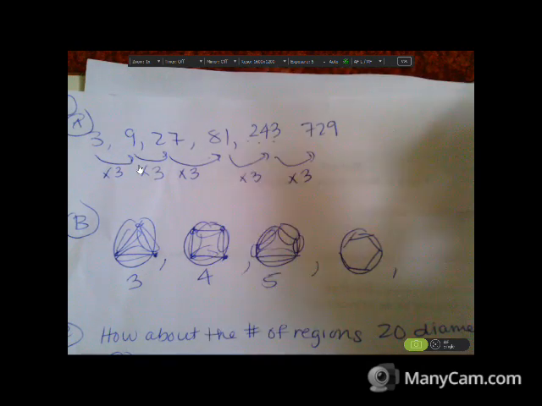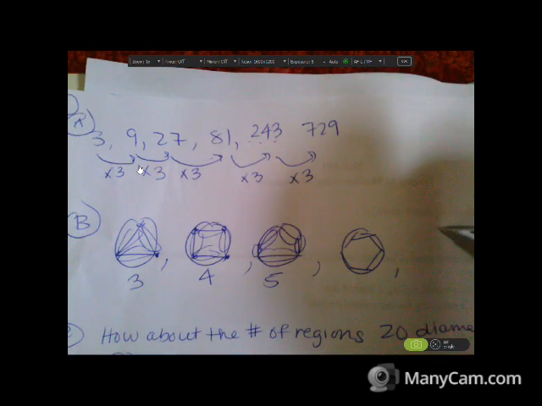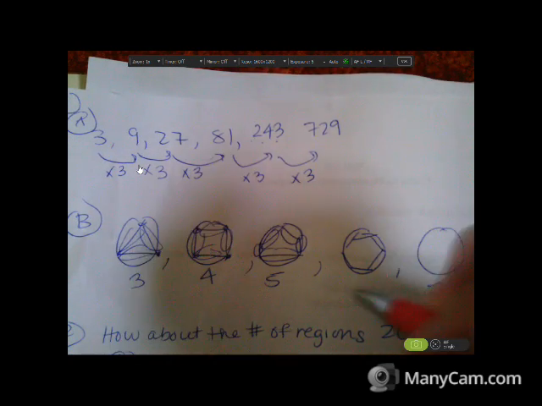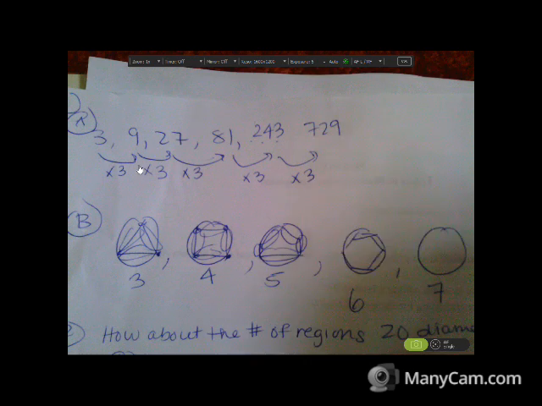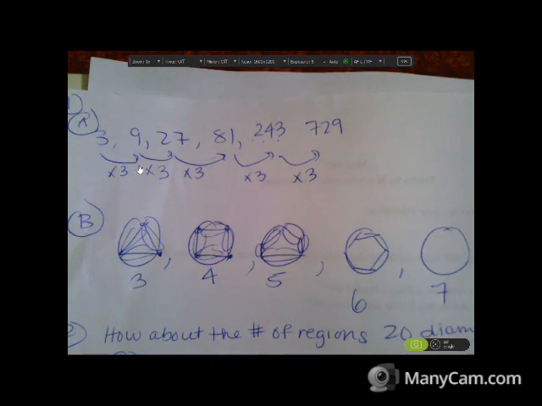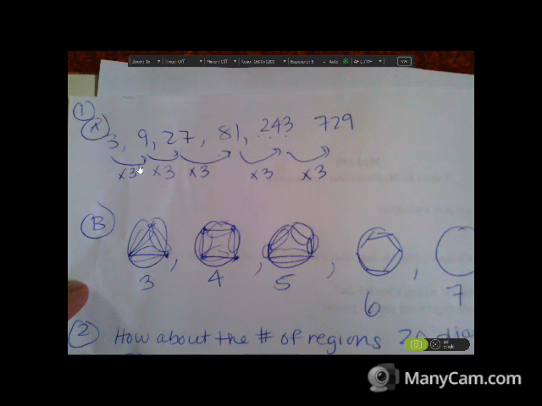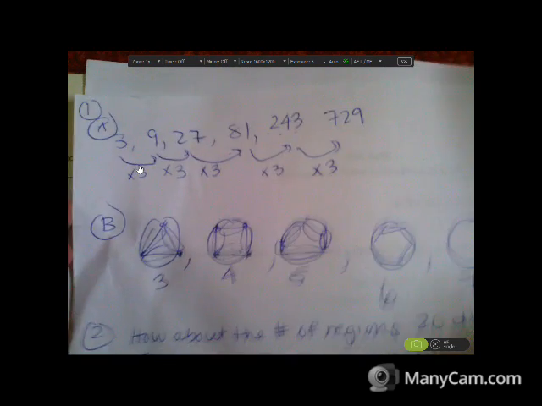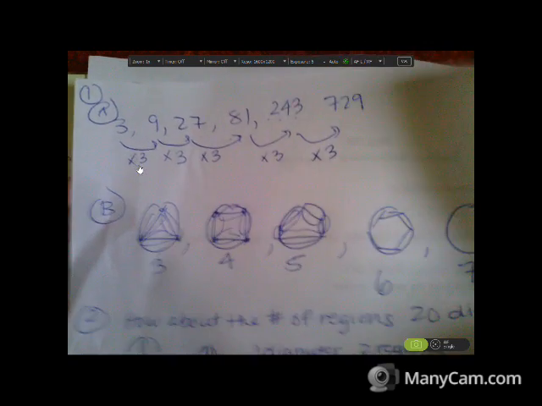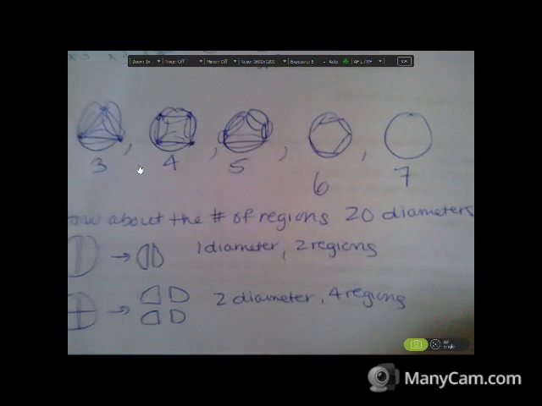And the next one will be a heptagon. I'll leave that for you to draw for yourselves. Alright, so now that we found the sequences, why don't you try the got it? After you try the got it, let's move to problem 2.